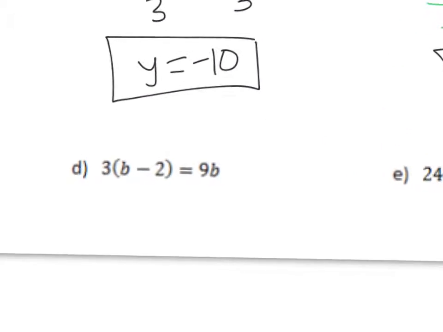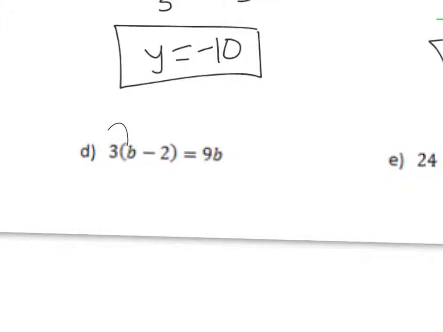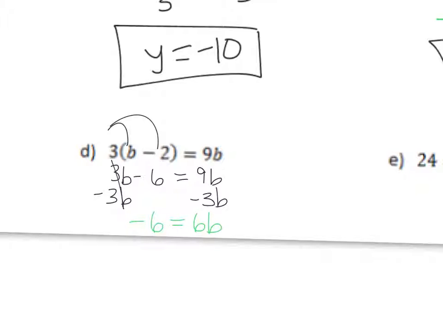And then this one, you could do the distributive property first. So 3b minus 6 equals 9b. Then you're going to want to get your b's together. So I would subtract 3 b's. So now you'll have negative 6 equals 6b, and then divide both sides by 6, so b equals negative 1.